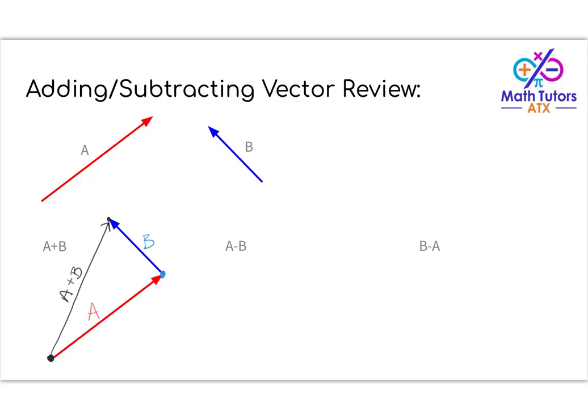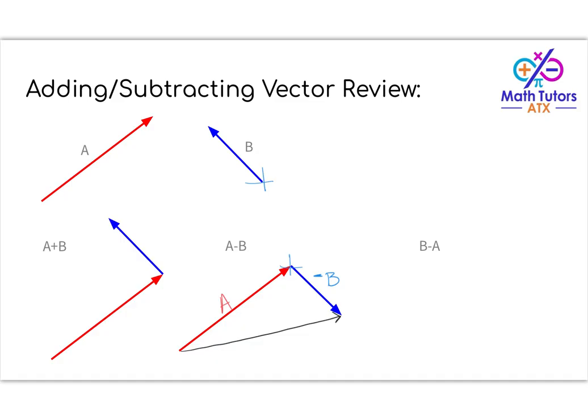Now let's look at A minus B. So A minus B, again, I have A the way that it is, but notice that negative B is the same length, but it's the exact opposite direction. It's 180 degrees away from where B goes. B looks like it's going somewhere in the second quadrant, whereas negative B would be going in the fourth quadrant. So A minus B would produce a resultant vector like so. That's just a little symbol for resultant.